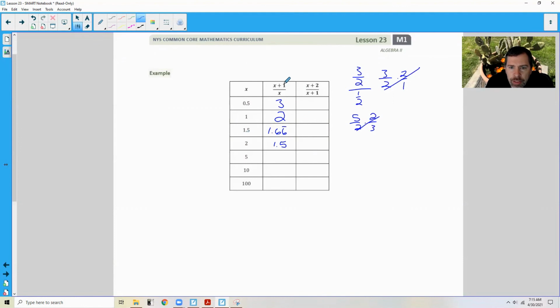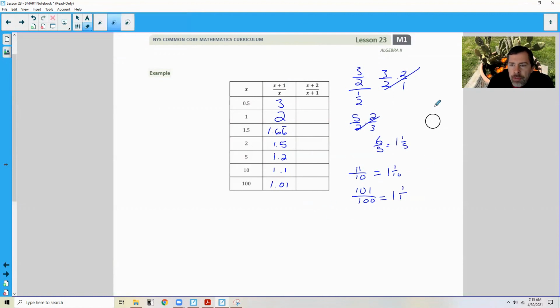Okay. 5 plus 1 is 6 over 5. 6/5 is 1 and 1/5. And 1/5 is 2/10 or 0.2. 1.2. 10 plus 1 is 11 over 10, which is 1 and 1/10, which is 1.1. And 100 plus 1 is 101 over 100, which is 1 and 1/100th, which is 1.01. Okay, so there's that first column.